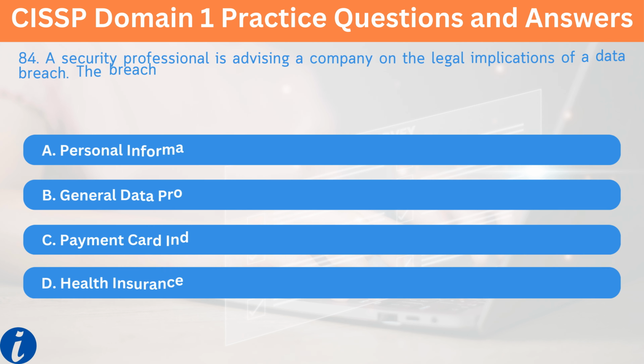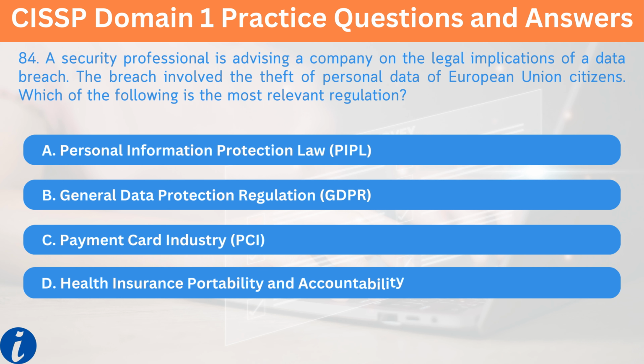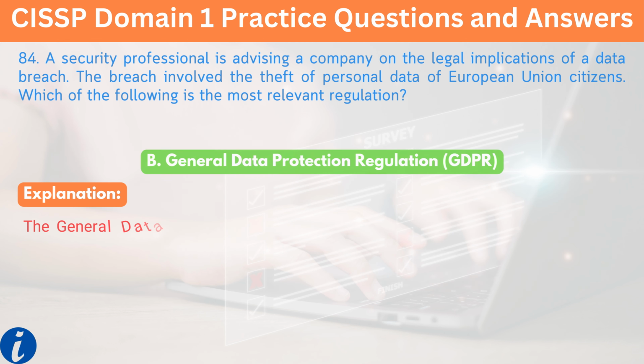84. A security professional is advising a company on the legal implications of a data breach. The breach involved the theft of personal data of European Union citizens. Which of the following is the most relevant regulation? A. Personal Information Protection Law, PIPL. B. General Data Protection Regulation, GDPR. C. Payment Card Industry, PCI. D. Health Insurance Portability and Accountability Act, HIPAA. The correct answer is B.